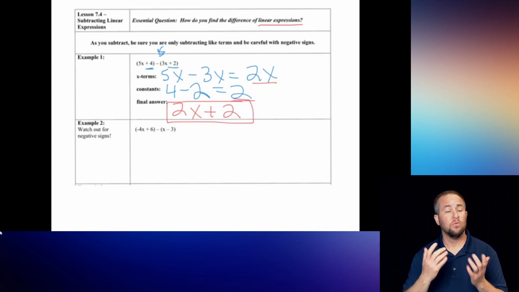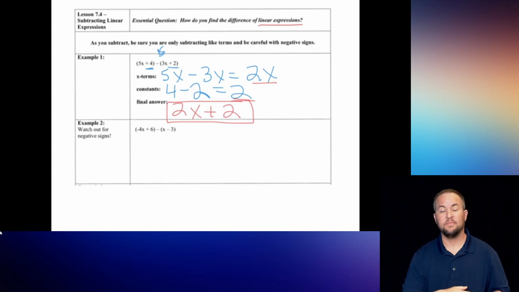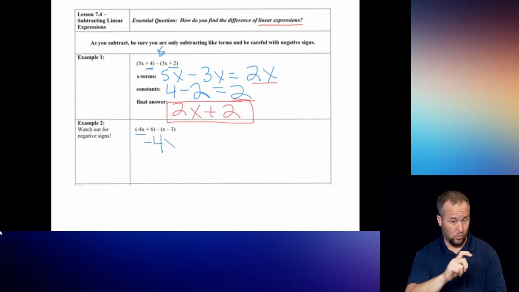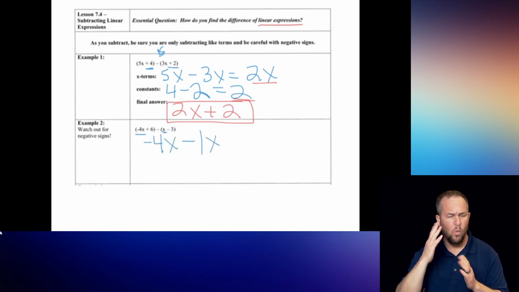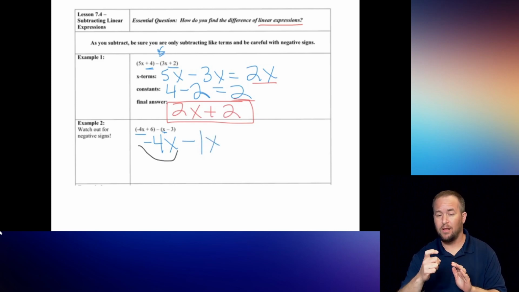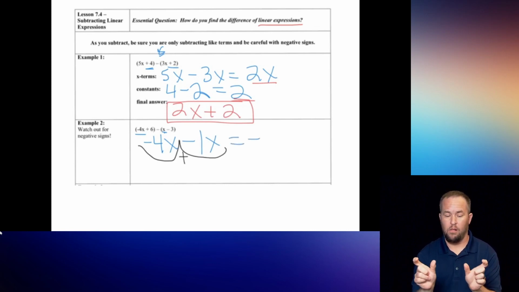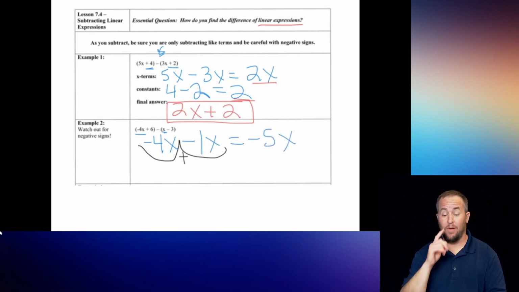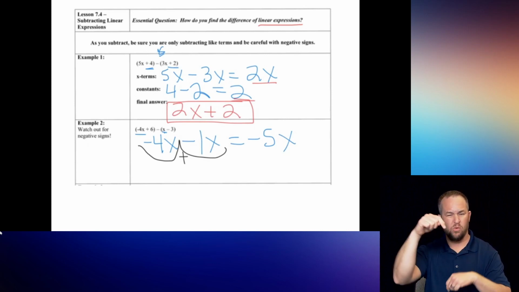Okay, let's try another one. Be really careful when negative signs start getting involved. For my x terms, I have a negative 4x. And then I subtract just a regular x. Do you remember how many that means? Hopefully you remember that means 1. So negative 4x minus 1x. If I look at my signs, I have a negative 4 and a negative 1. So that means altogether I have negative 5 x's. Or if I think I'm at negative 4x and minus 1 means I'm going down 1, I go more down into the negatives. So that's why I have negative 5 x's.